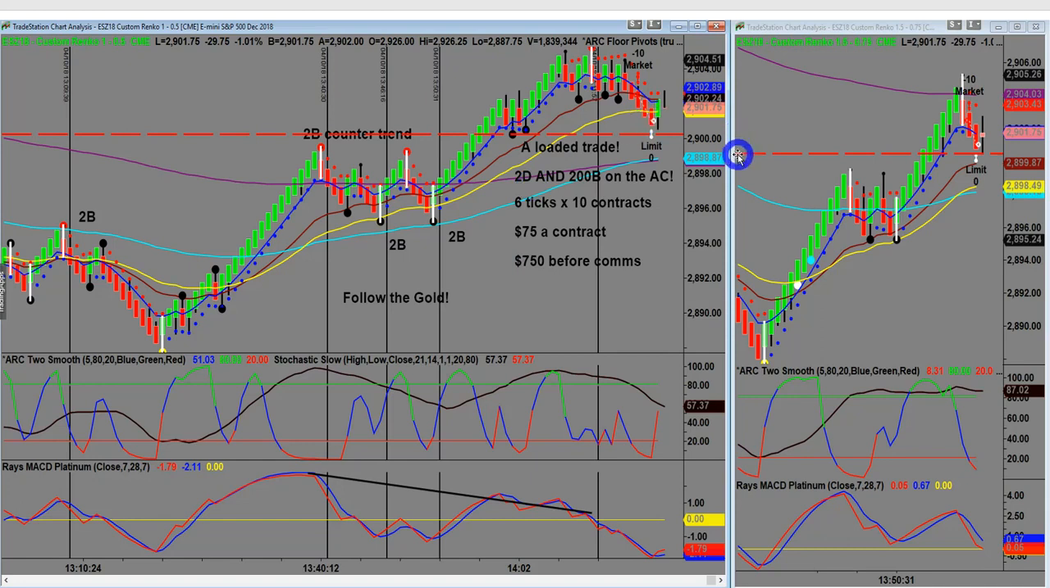We've got here, this is just a little scalp. Now this was a loaded trade here, and this is on the ES. Now it may not look much there, but that was actually 6 ticks on 10 contracts there. Okay, so what I had there was a couple of things.